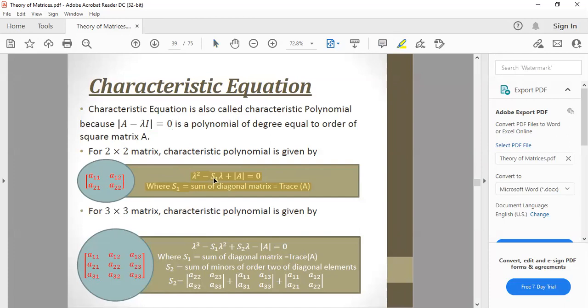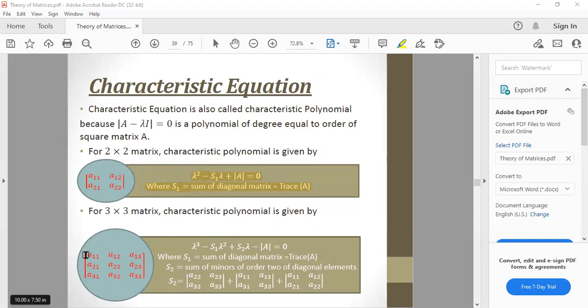It is lambda square minus s1 lambda plus determinant of A equal to 0. What is s1? It is the sum of the diagonal elements, which is nothing but the trace of the matrix. So lambda square minus trace of the matrix into lambda plus determinant of A equal to 0.